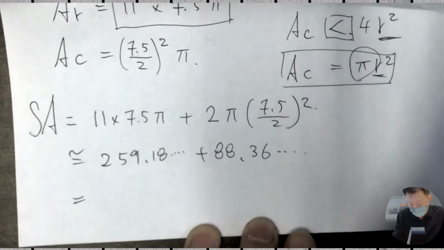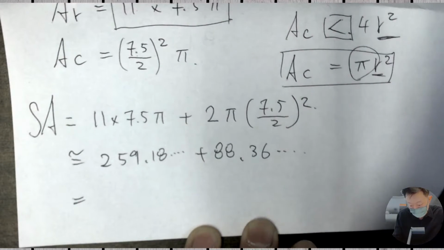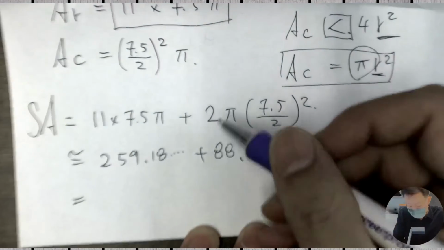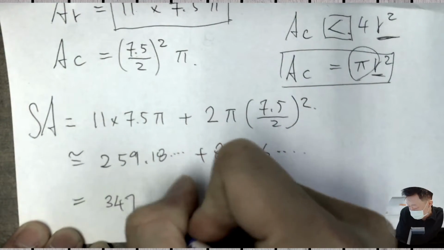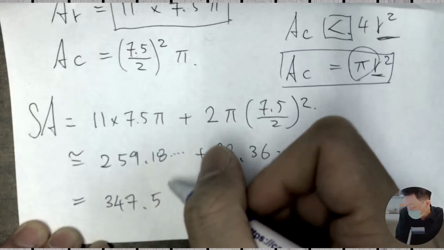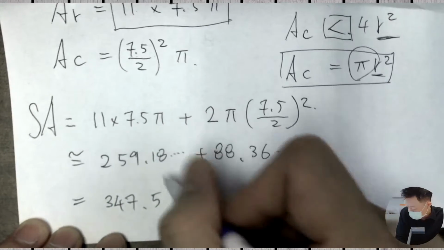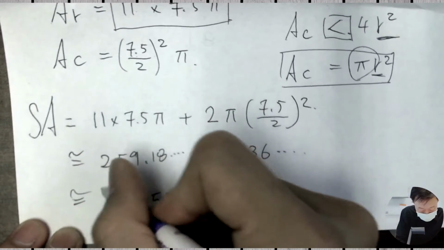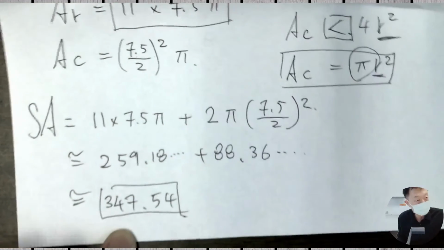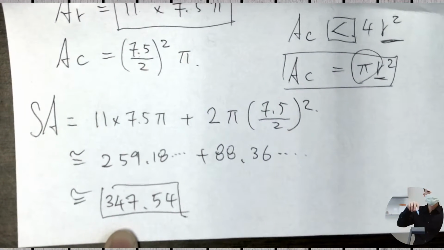And of course, I can add this number, I can add both numbers together, plus 259.18. So I have approximately 347.537. We're going to round it to 54. Is that what you have? Make sure you use your calculator, and you want to verify that here.